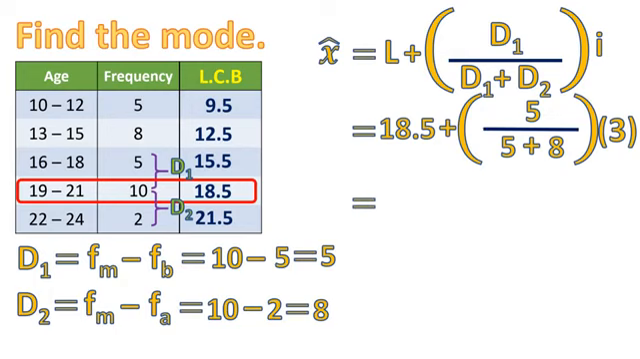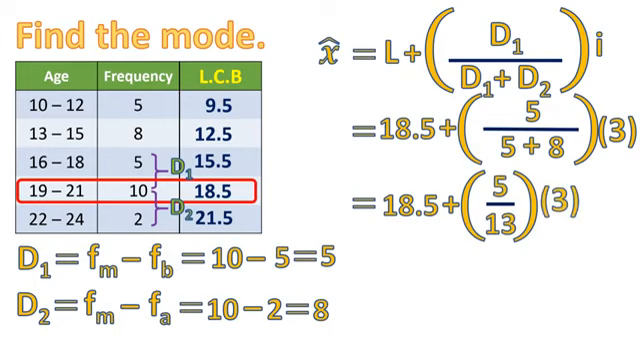Then let us compute. So let's copy 18.5 and plus, because we're gonna use that later. Let's solve first what's inside the grouping symbol. So copy the 5 and solve 5 plus 8 is 13. And so let's just copy 3. So next step, we'll copy the lower class boundary. And then the same way with the median, either you divide first or you multiply first. But in my case, to avoid complication, you better multiply first before you divide. So you do 5 times 3 before you divide it by 13. So 5 times 3 is 15 over 13.